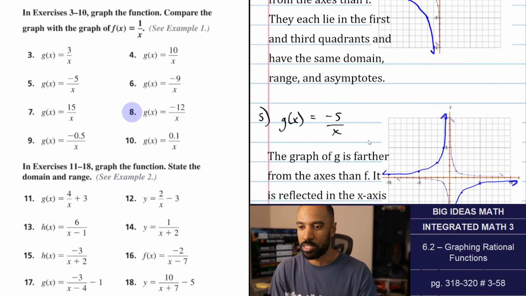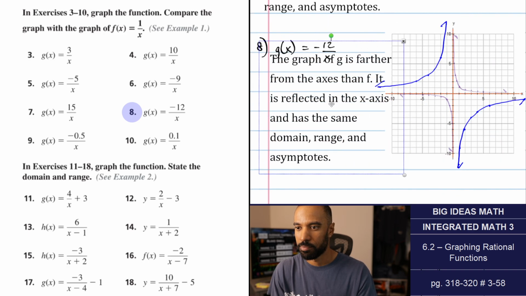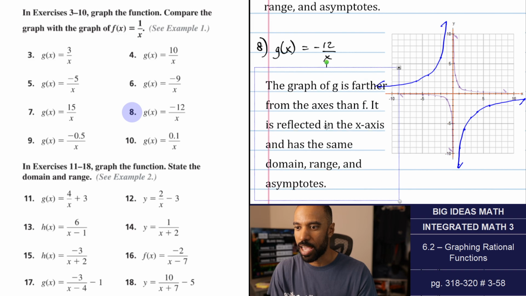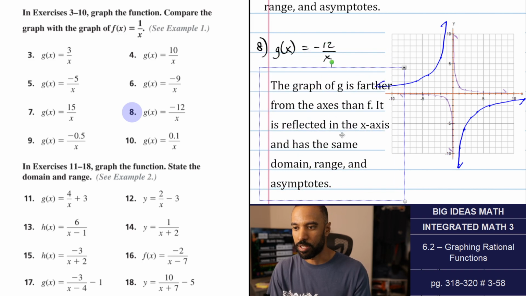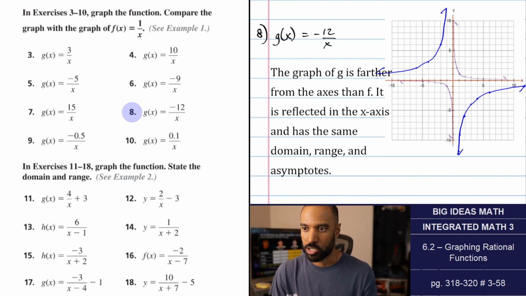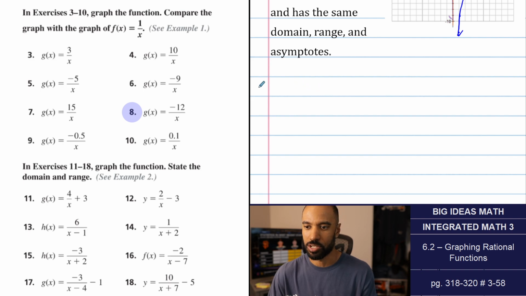Let me get one of these set up here, reflected in the x-axis. All right, this one should work just fine, assuming that registered. Let's find out. Yes, it did. All right, graph of G is farther from the axis than F. True. Is reflected in the x-axis and has the same domain, range and asymptotes. Yes, we haven't changed any domain, range and asymptotes as long as there are no translations.